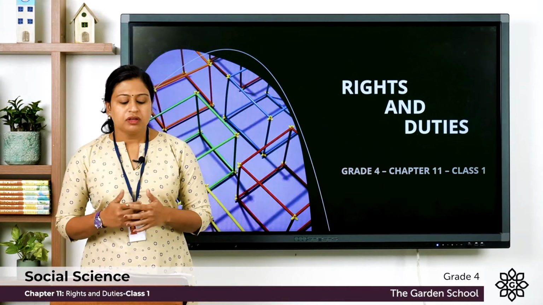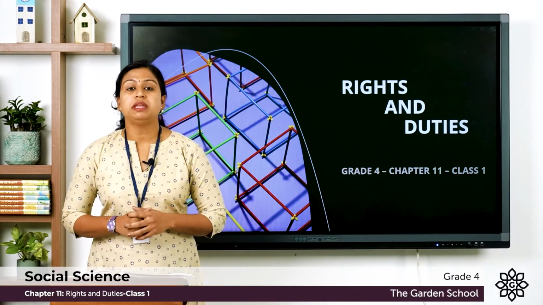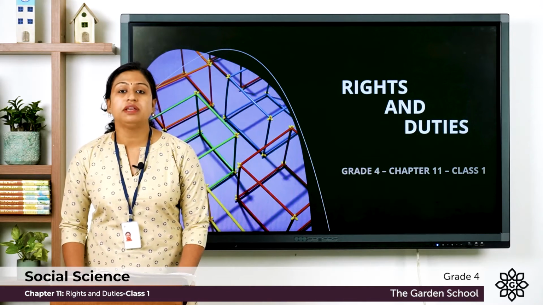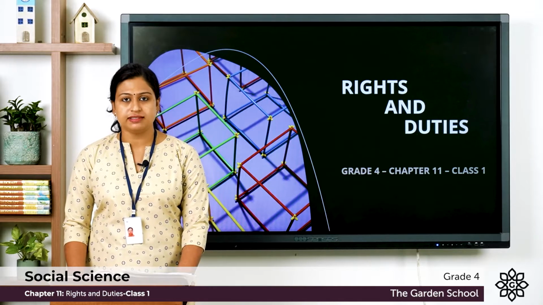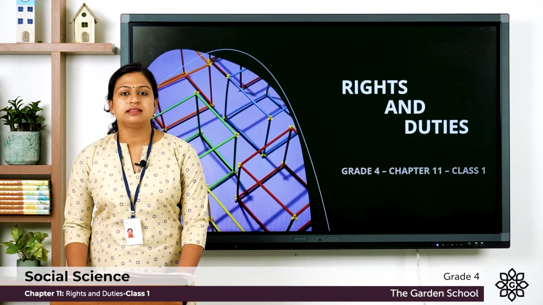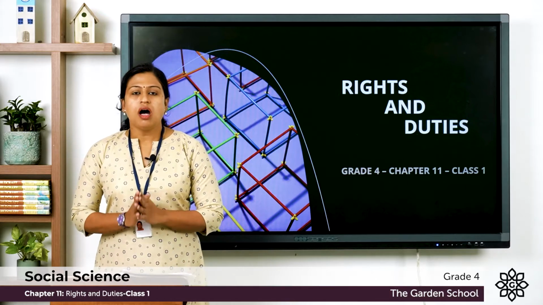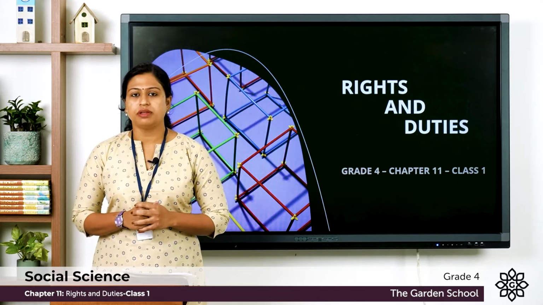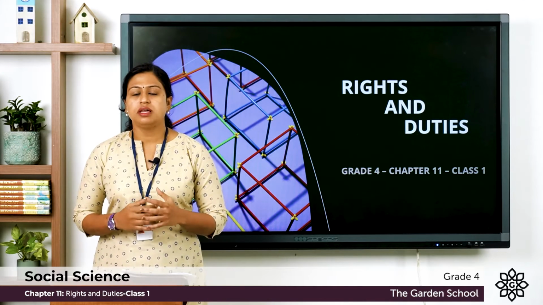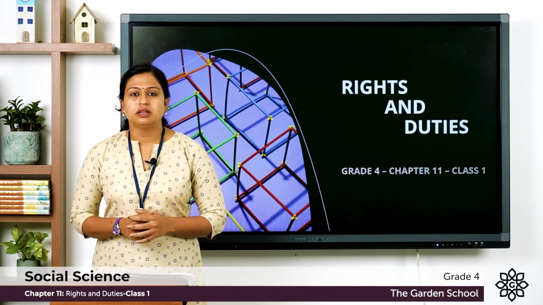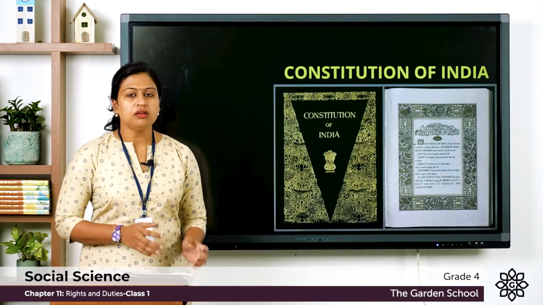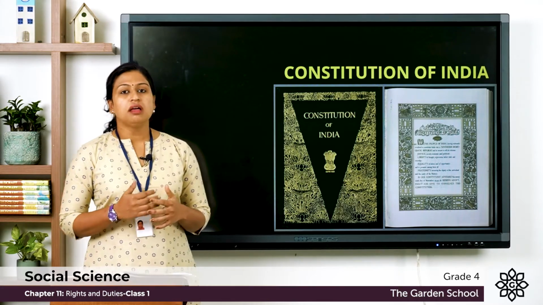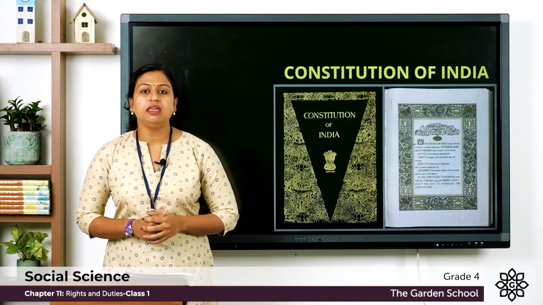As you know that India was ruled by the British for many years, and after long and hard struggle, our country got its freedom on 15th August 1947, and we celebrate this day as the Independence Day. Now, after getting independence, our leaders got together and they formed the government. And the first thing they did was they made a set of rules. Now, these rules are known as the Constitution of India. It's a written document and it is the longest written document in the world.